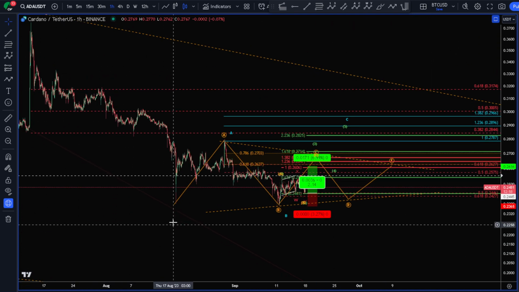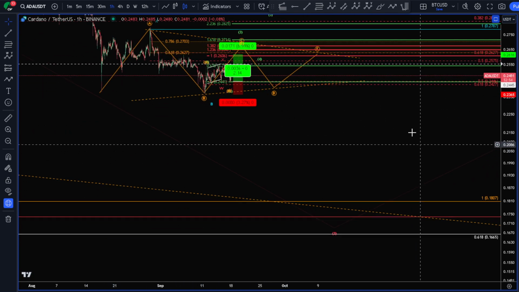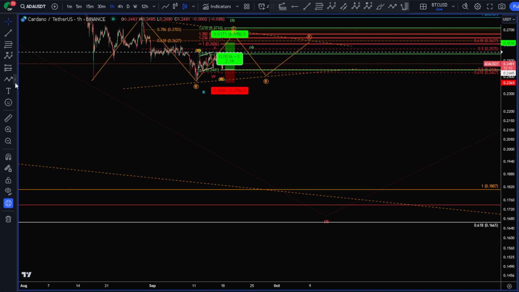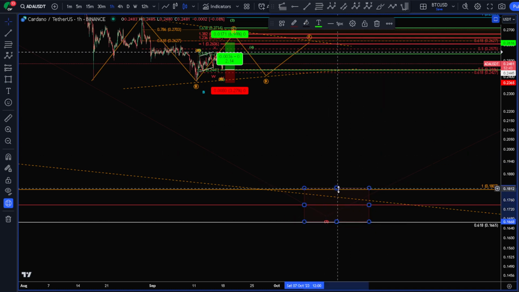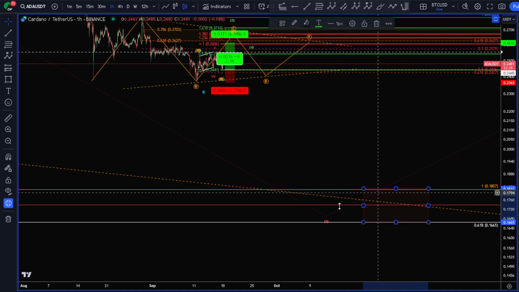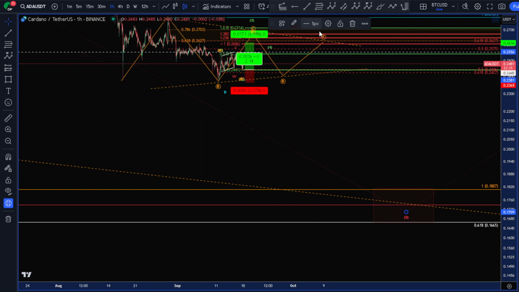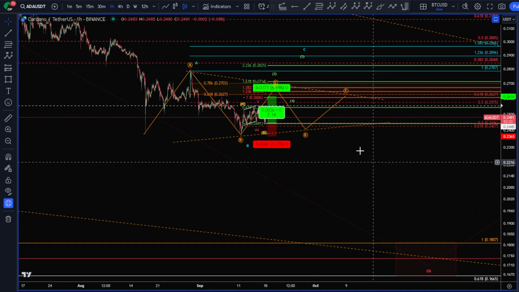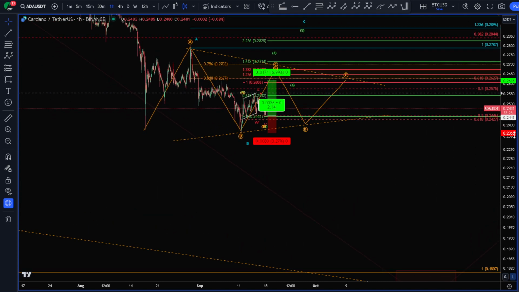So this is our ABC, looking for a triangle to fill out and another ABC down to come here and reach in our target area down here between 18.7 cents and 16.65. It should happen pretty soon if this is the count that is happening, because we'd have to fill out this triangle and then dump pretty quickly. So it should happen within the next couple weeks.